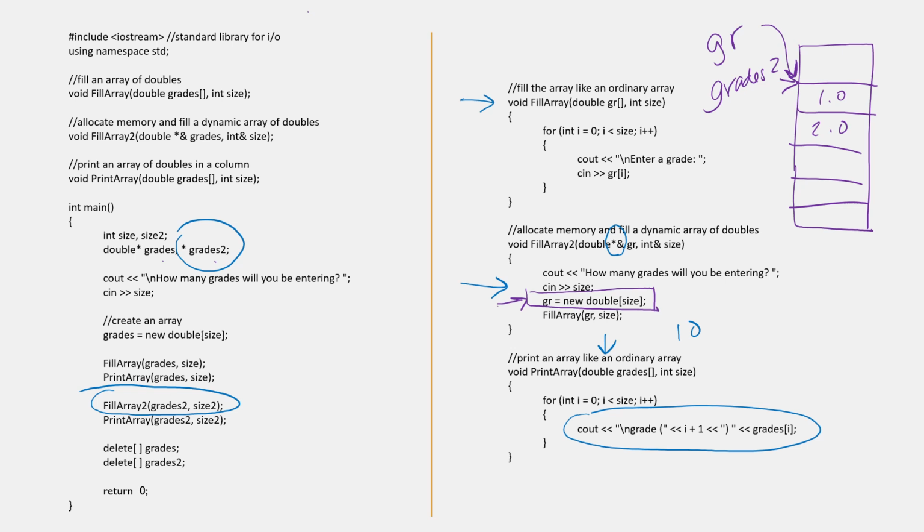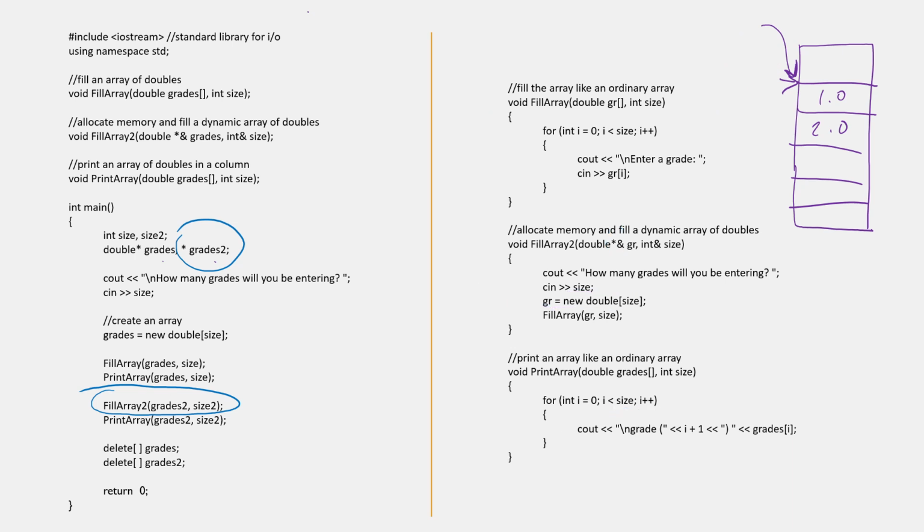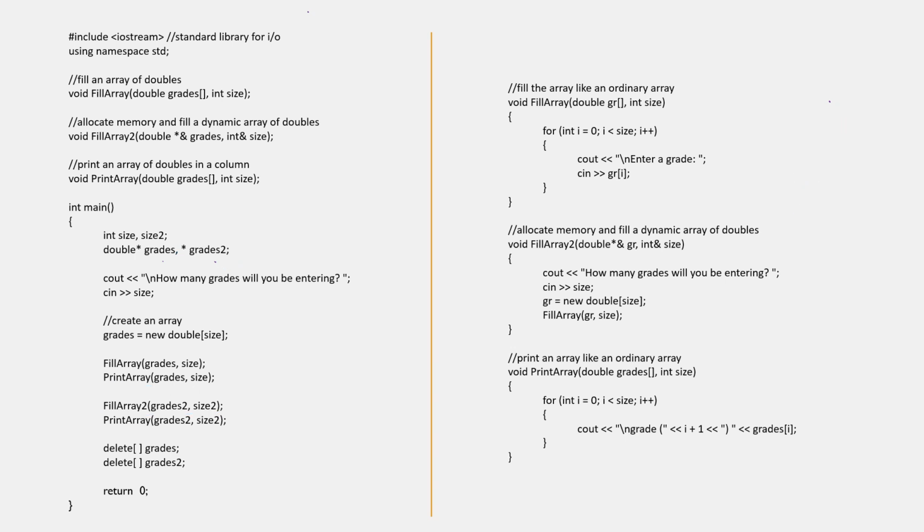When GR points to it, grades 2 is also pointing to it. So there's two pointers that point to the same location. So this code right here, this is on Canvas. You can go through this and take a look at it and try things and modify it and make changes and practice.